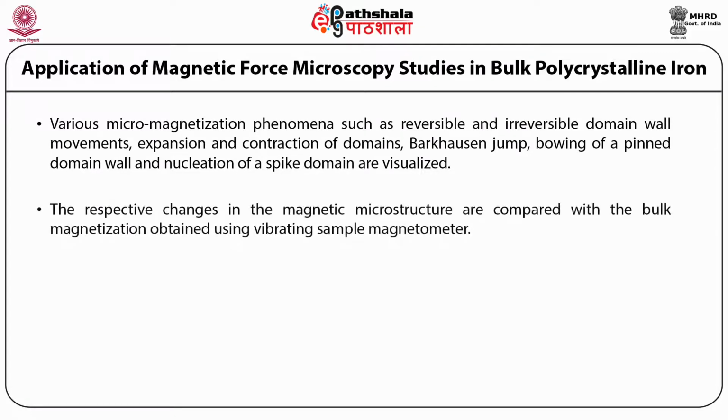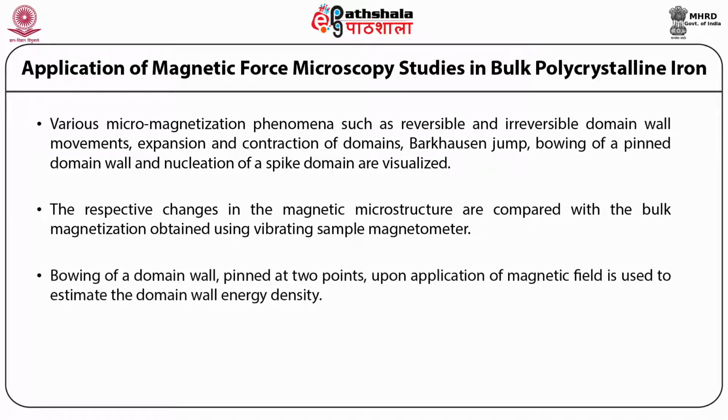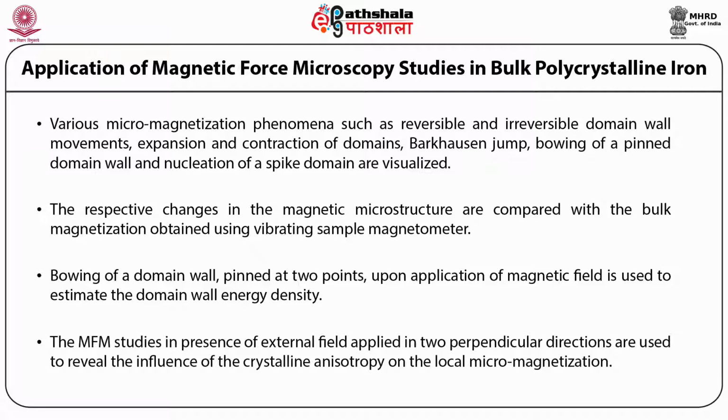The respective changes in the magnetic microstructure are compared with the bulk magnetization obtained using vibrating sample magnetometer. Bowing of a domain wall pinned at 2 points upon application of magnetic field is used to estimate the domain wall energy density. The MFM studies in presence of external field applied in two perpendicular directions are used to reveal the influence of the crystalline anisotropy on the local micromagnetization.